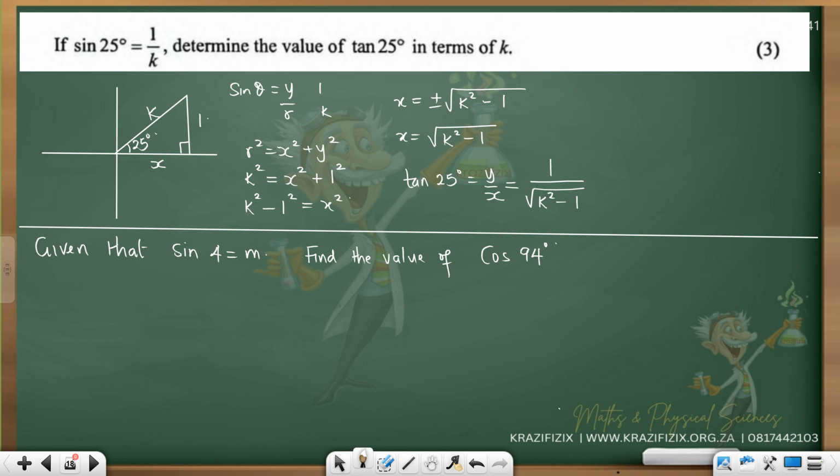Do you notice that cos 94, I can actually write it as cos 90 plus 4. No, not plus m. How would you reduce cos 90 plus theta? 90, am I shaking my head or nodding my head? I'm nodding my head. Nodding, because I'm seeing the 90, it means I should change it.